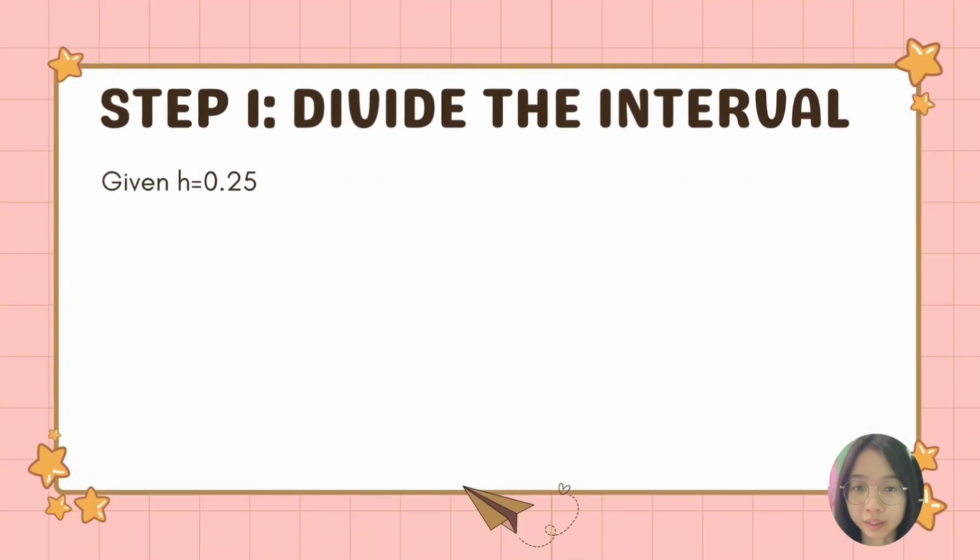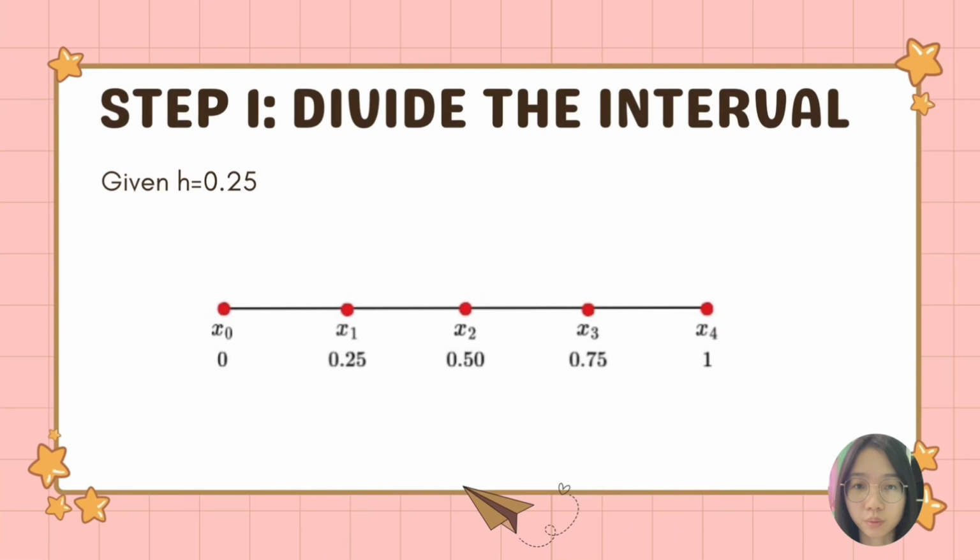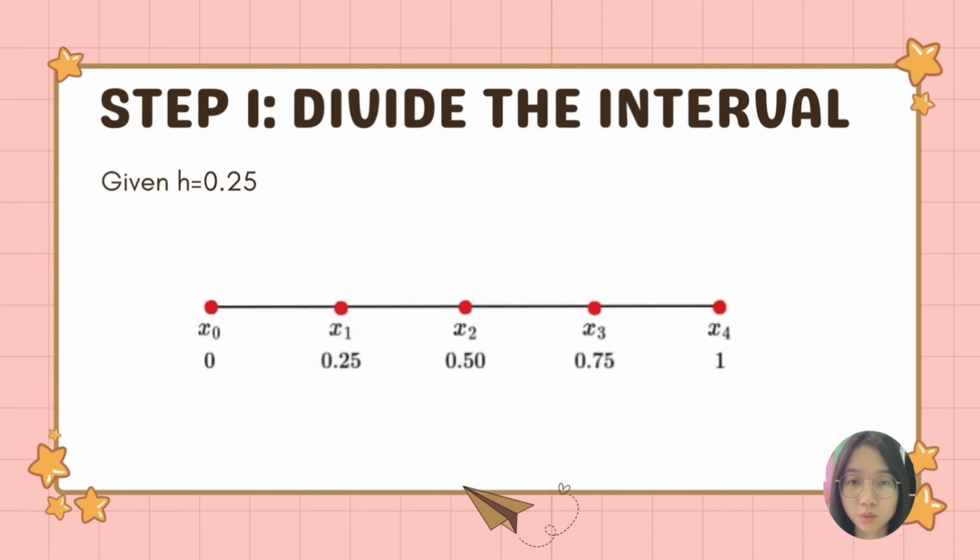Next, the first step is to divide the interval from 0 to 1. And since h is equal to 0.25, we get 5 grid points, which are x0 equal to 0, x1 equal to 0.25, x2 equal to 0.5, x3 equal to 0.75, and x4 equal to 1.